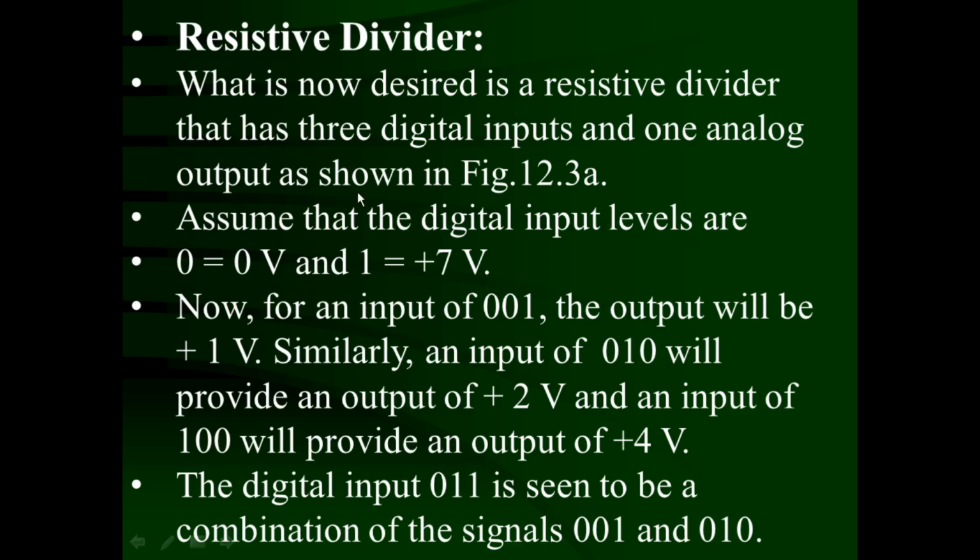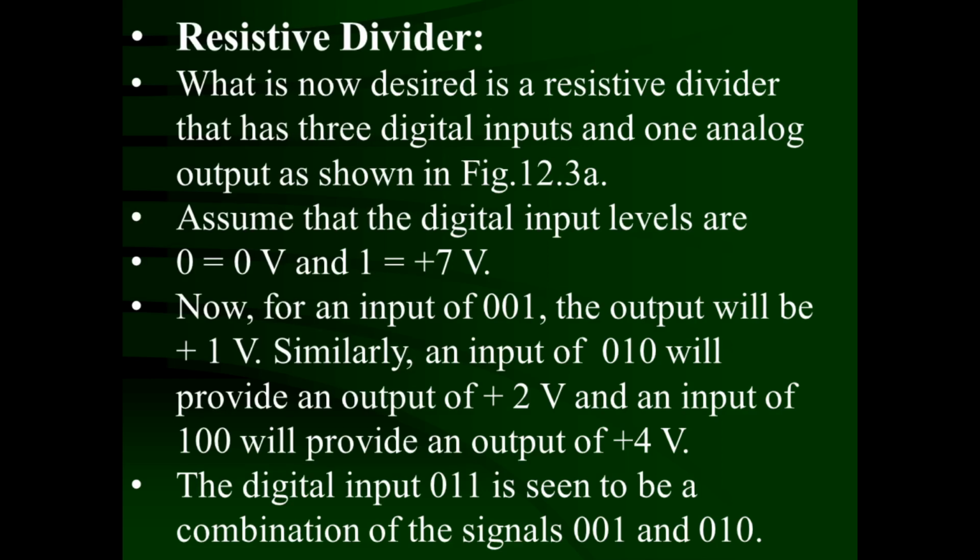Now we are going to study the resistive divider network, how it will do these things. What is now desired is a resistive divider network that has 3 digital inputs and 1 analog output, as shown in figure 12.3a. So we are interested in implementing a circuit which has digital inputs and an analog output. If it is a 3-bit number, that means 3 digital inputs will be there and 1 analog output will be there, using a resistor divider network.